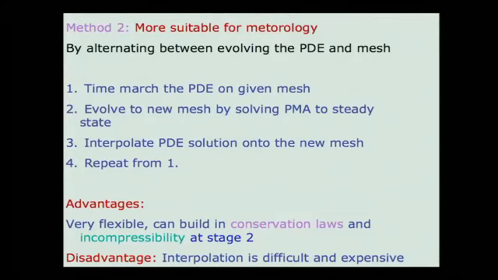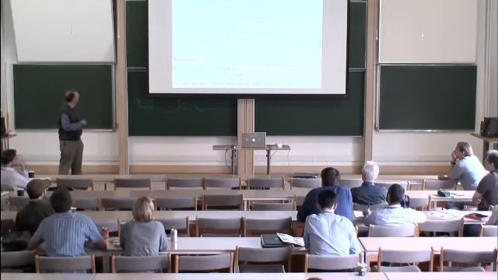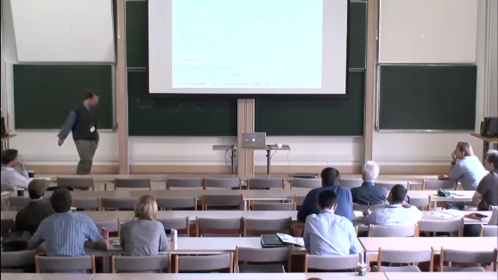One of the advantages of this method is, as I say, it's very flexible. We can build in conservation laws, and particularly we can put pressure correction steps into this very well, so we can build in incompressibility. Disadvantage: that step's easy, that step's easy, that step's horrible. Interpolation from one mesh to another, to make sure you keep things like conservation of mass or geostrophic balance and so on, is really quite hard, and you have to work pretty hard at that step. But this method seems to work well enough.